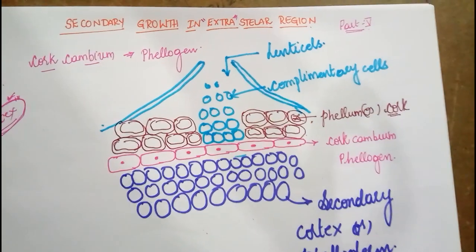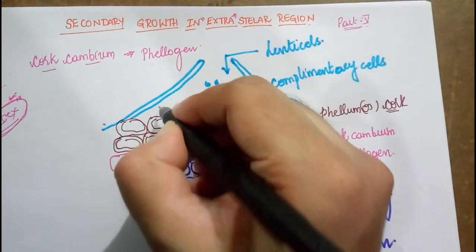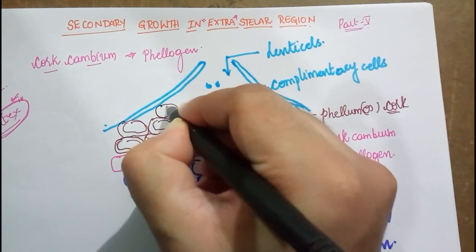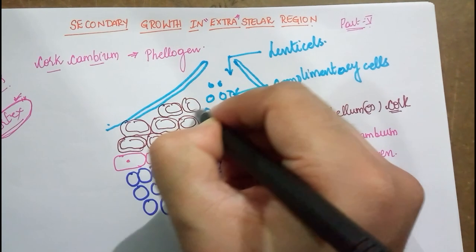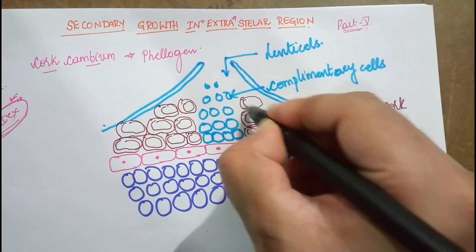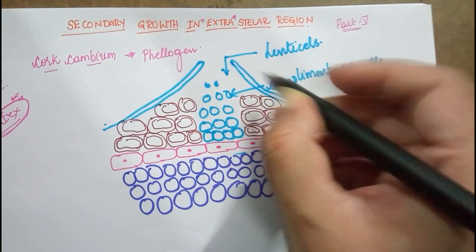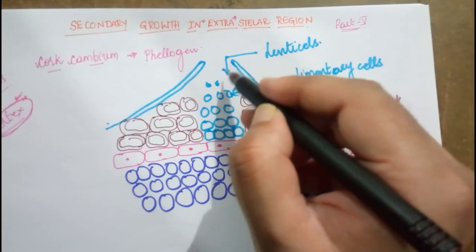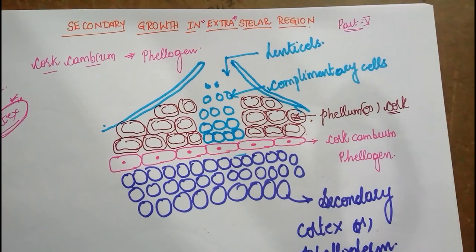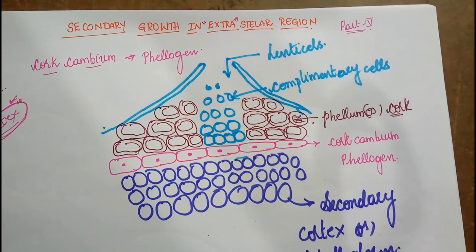Now here we can fill this up with the cork. We can fill this region with the cork cells. Here also we can fill this region with the cork cells. And this area we call the lens shaped openings, which are called what? These are called the lenticels.